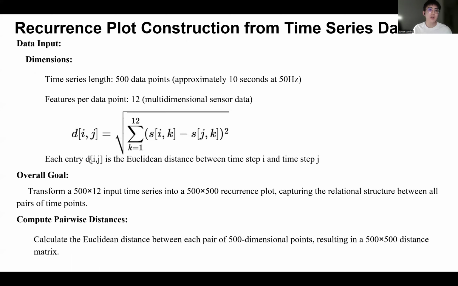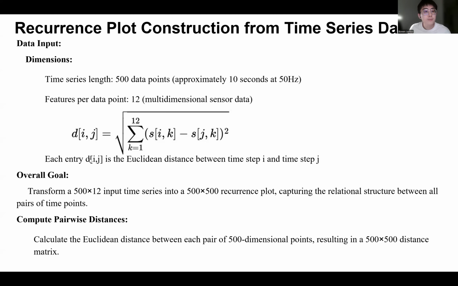The time series length is 500 and the feature is 12. So we also want to know, for each time step, the distance between it and all of these time steps. So the output of the recurrence plot is 500 times 500. That also means the pixel size of the recurrence plot is 500 times 500. The recurrence plot is the input of the image classification part.